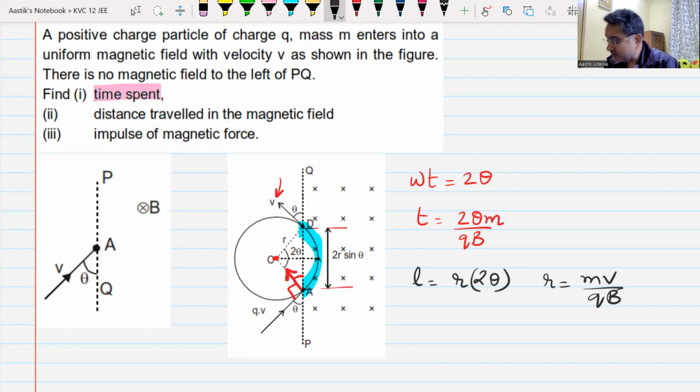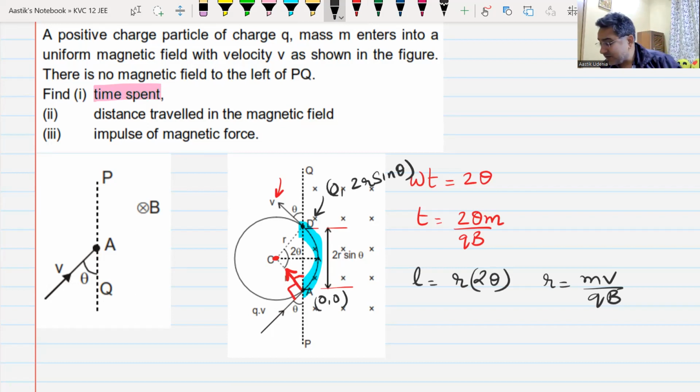If they had asked at which point it comes out, this is your origin. So this point becomes how much? It becomes (0, 2r sine theta). Yes or no? Yes, sir. All plain trigonometry that we are applying.